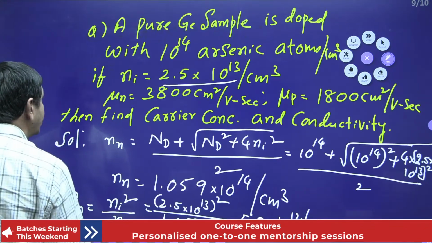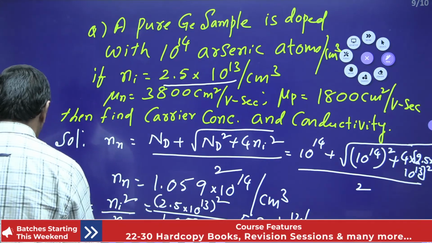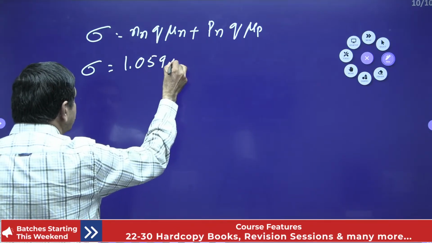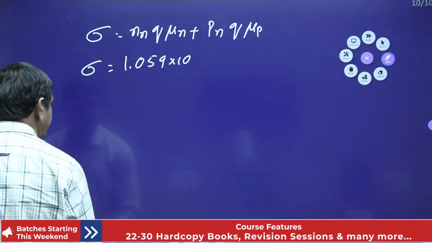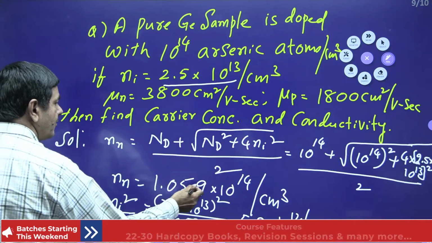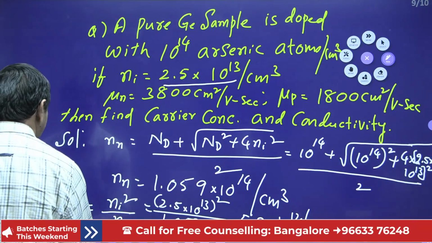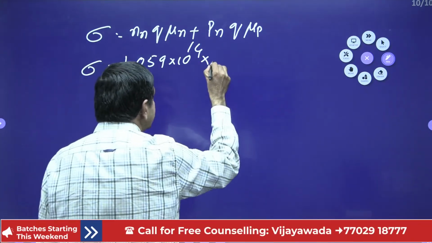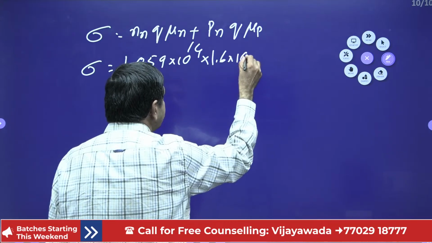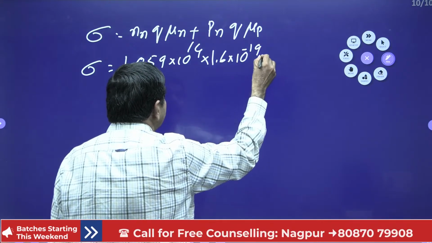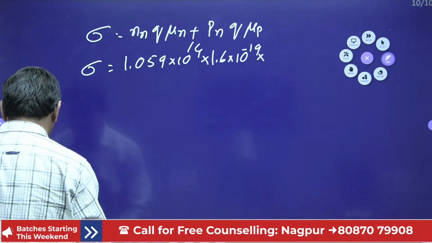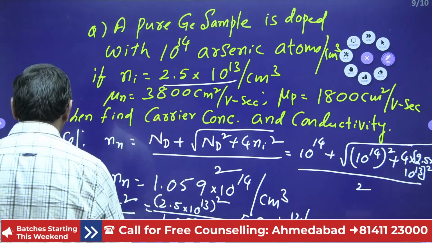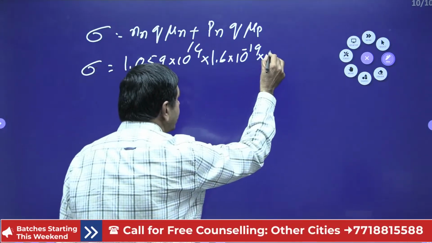What is the Nn we got? We got Nn as 1.059 into 10 power 14, into Q, which is 1.6 into 10 power minus 19, into the mobility of electrons. Mu n is given in the problem as 3800, so I can write 3800.